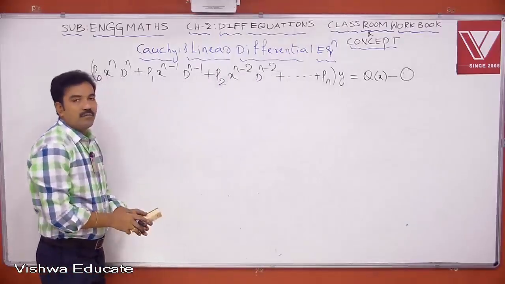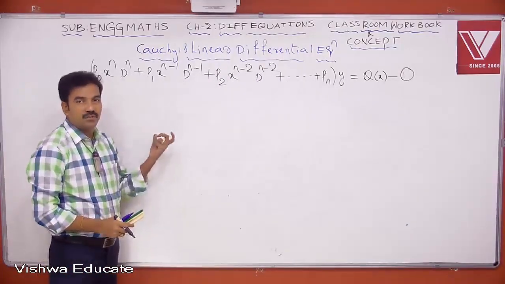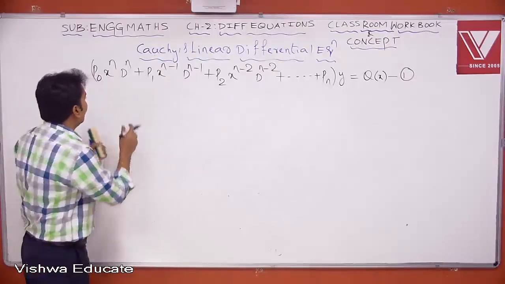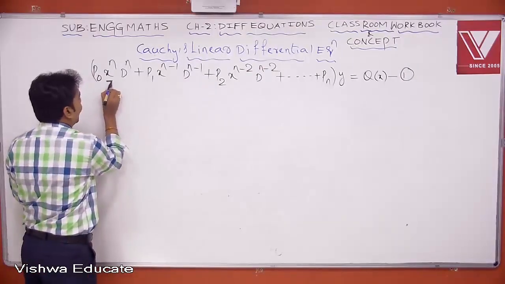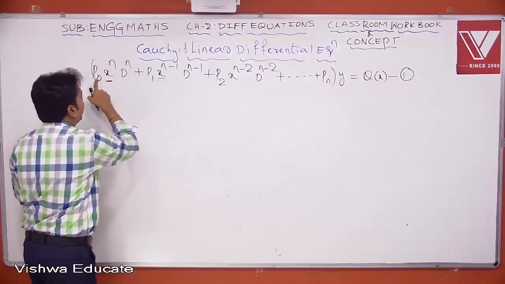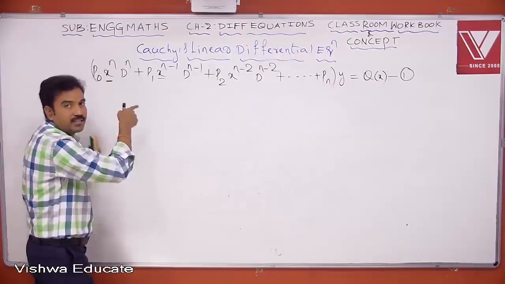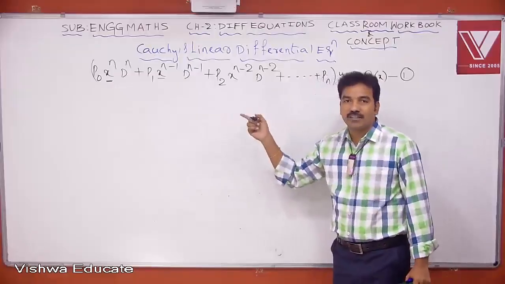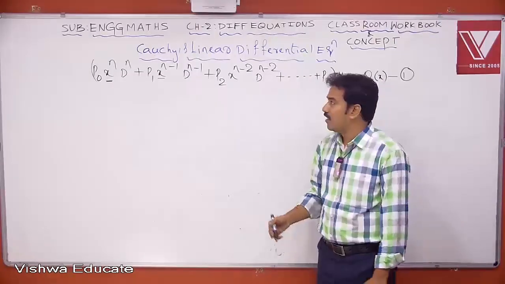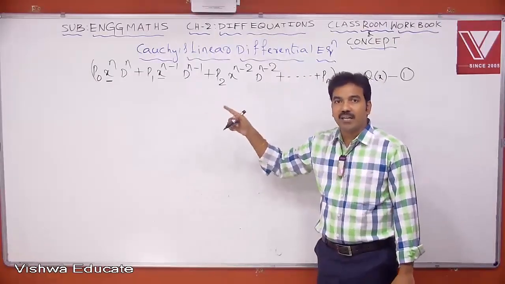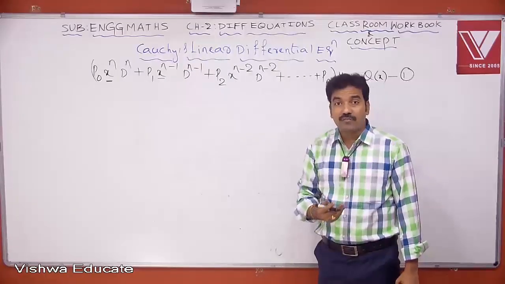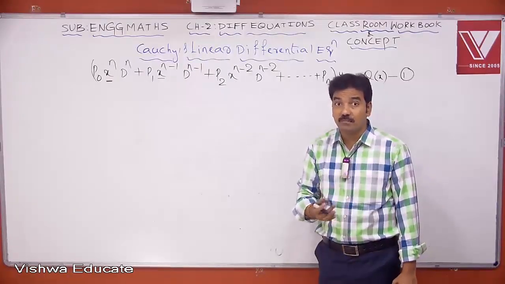Earlier, when we started linear equations with constant coefficients, we did not have these terms. We don't have powers of x between the p values and the D values. Just compare this equation with the linear equation with constant coefficients and you can understand very easily. When you have powers of x as coefficients, handling is not a simple task.